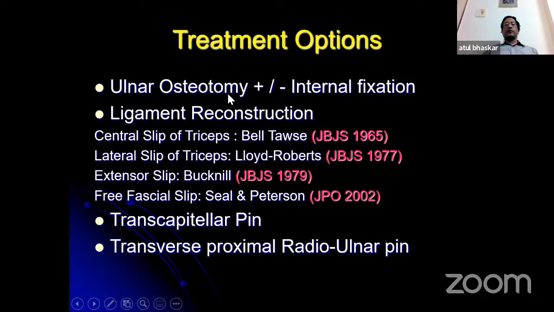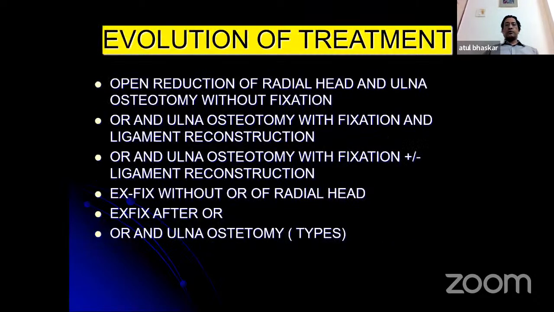Then do the ulnar osteotomy, reduce the head. So once you do the osteotomy, then you reduce the head, and you can see there's no block to it. And then you can plan the osteotomy, and I'll just show you the planning also. So how the treatment has evolved: open reduction of radial head and ulnar osteotomy without fixation was the initial treatment by Dr. Mehta. Later on, we added ligament reconstruction to the osteotomy, and then we added open reduction, ulnar osteotomy with fixation, and ligament reconstruction. So all three can be done.